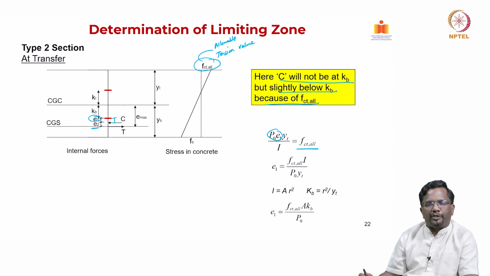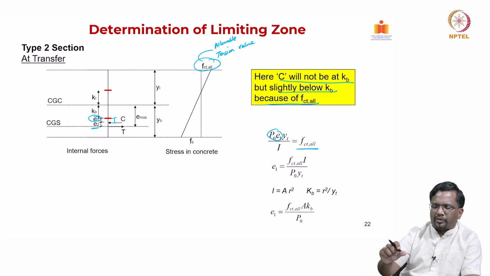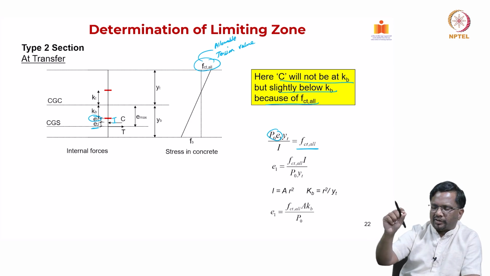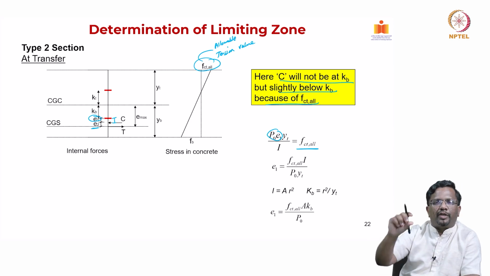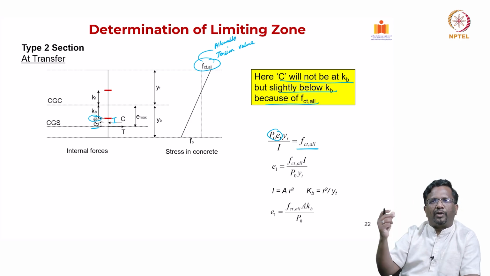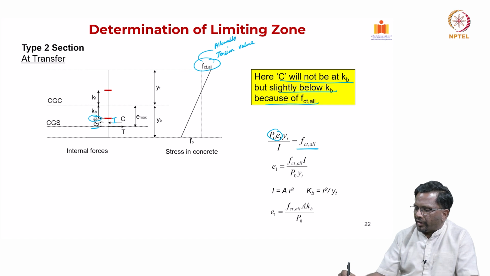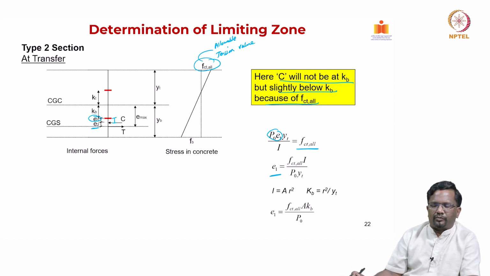So M here is P naught into E1, because if C is at KB, zero stress. Because C is at a distance E1 from KB, that moment is C into E1, or nothing but P naught into E1, and that is what is creating this tension. From this I can get what the E1 value is, right.